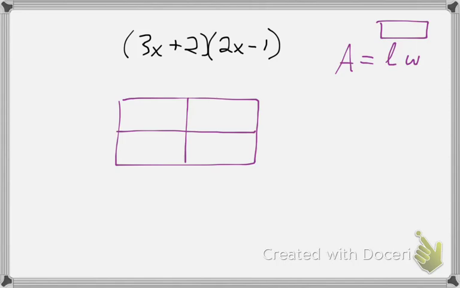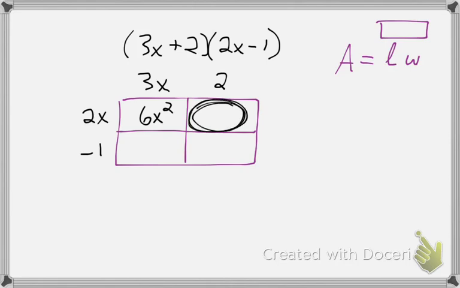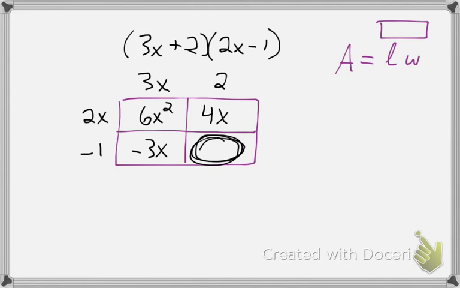As multiplying a length times a width. If this is a 3x and a positive 2, and this is a 2x and a negative 1, right? Length times width would give me area, right? So for each box, what is 3x times 2x? 6x squared. For the next box, what is 2x times 2? 4x. For the third box, what is negative 1 times 3x? Negative 3x. And for the last box, what is 2 times negative 1?